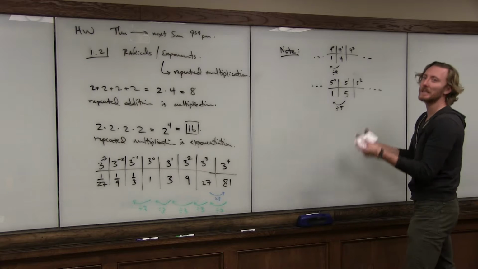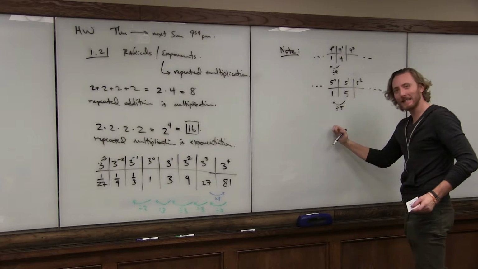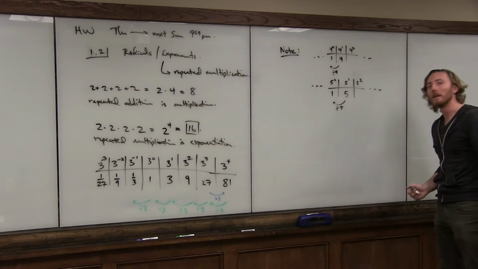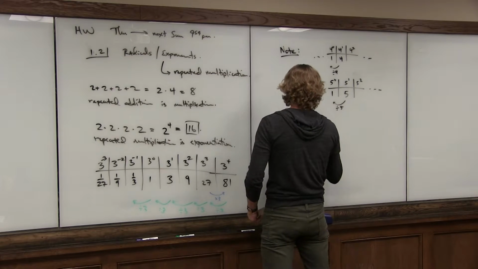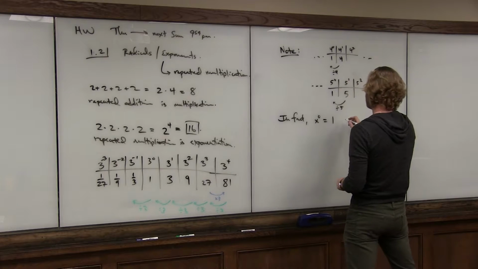What if it was 6 to the 0 and 6 to the 1? 6 to the 1 is 6. To go back one space to 6 to the 0, you'd have to divide by 6. But 6 divided by 6 is 1. So, in fact, x to the 0 power is 1.